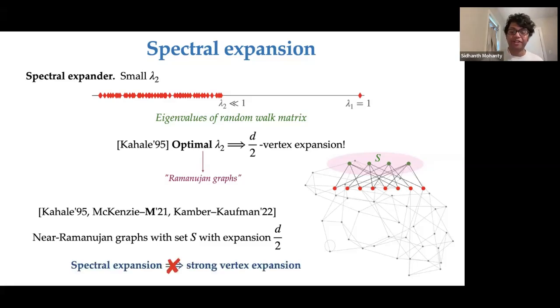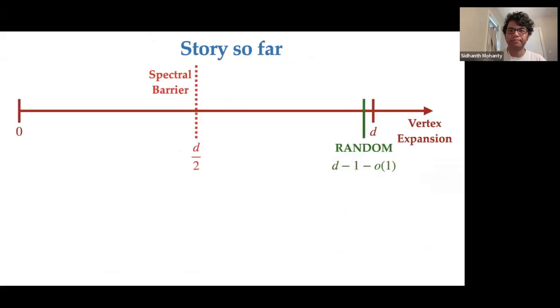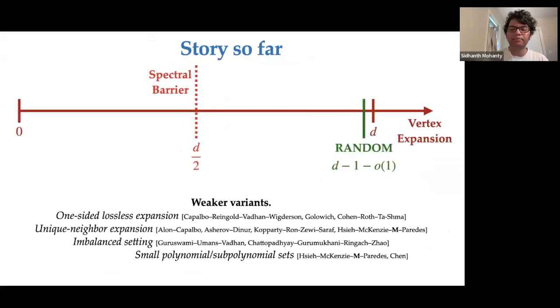Okay, so what we've established here is if our goal is to get lossless expansion, and in particular stronger than d over 2 vertex expansion, then there's really no link between the eigenvalues of the graph and its vertex expansion. So we would need to go beyond. And actually, over the decades, this problem has been tackled. And people have made progress along various different axes.